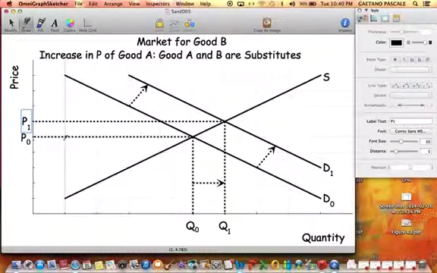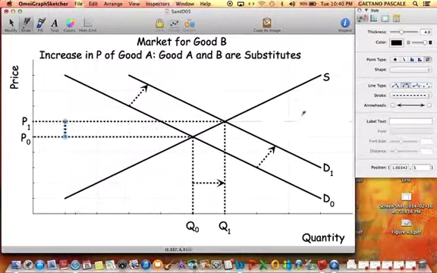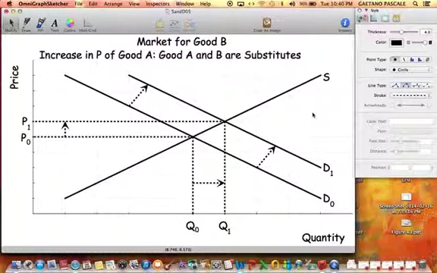And if you draw an arrow in explicitly showing this, it shows that when there's an increase in the price of good A, if we're talking about the market for good B, and good A and B are substitutes for one another, what will occur is people will substitute away from good A because it's relatively more expensive, and the demand for good B will increase. When the demand for good B increases, this will increase the price of good B and will also cause the equilibrium quantity in the market for good B to also increase.